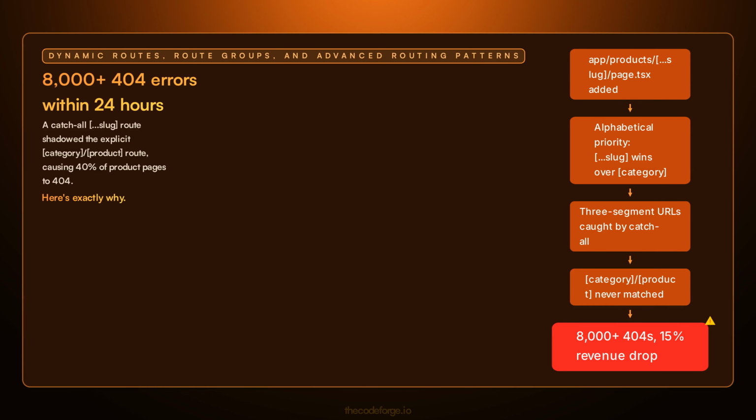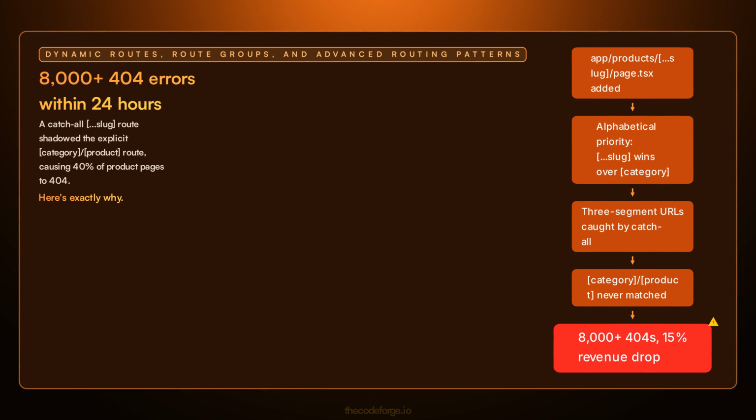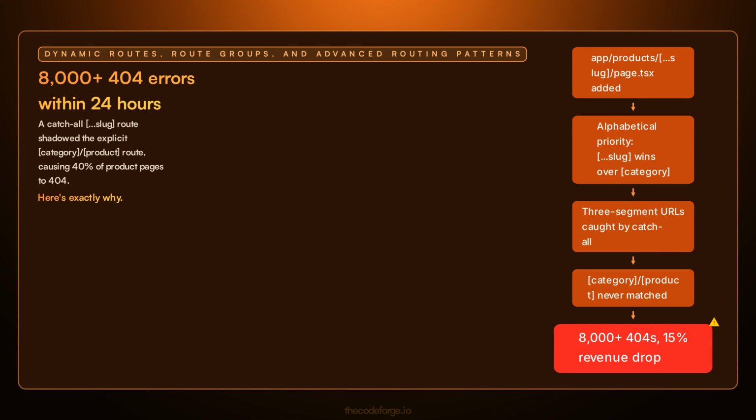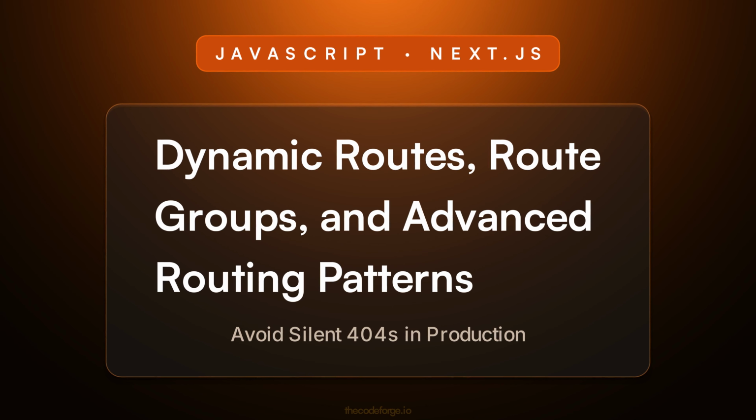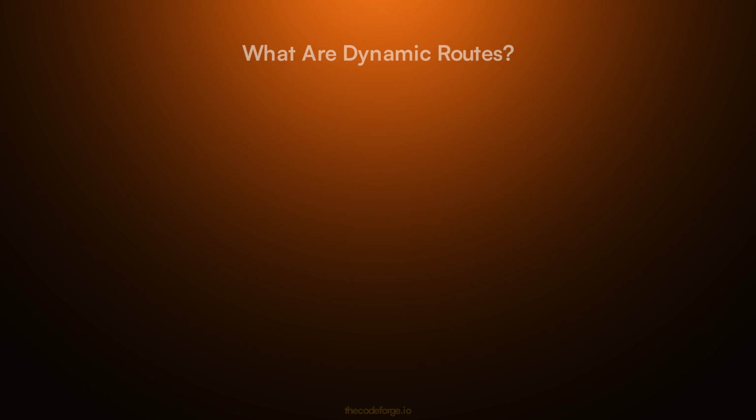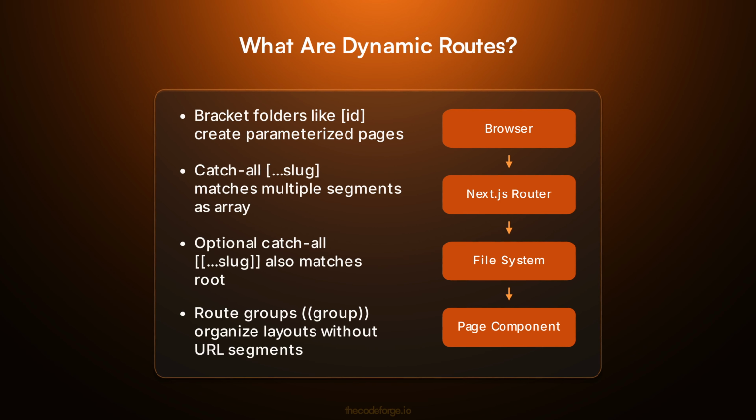8,404 errors in 24 hours. Revenue dropped 15%. A single catch-all route silently shadowed your product pages. Let's break down dynamic routes, route groups, and advanced routing patterns, how it works, and the exact mistake behind that failure. Dynamic routes in Next.js use bracket notation in folder names.